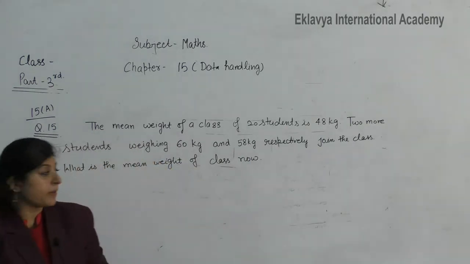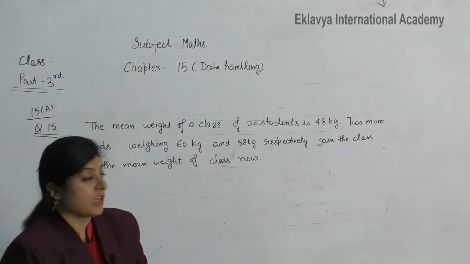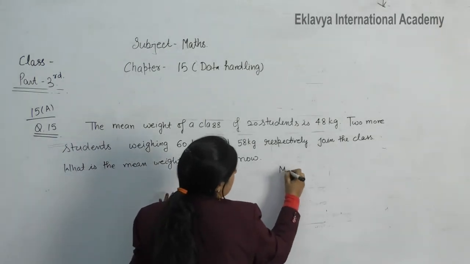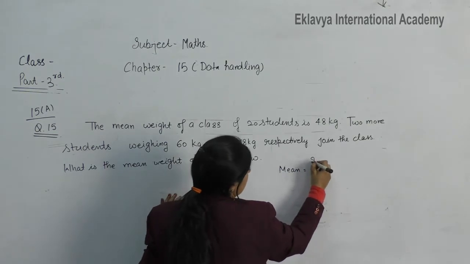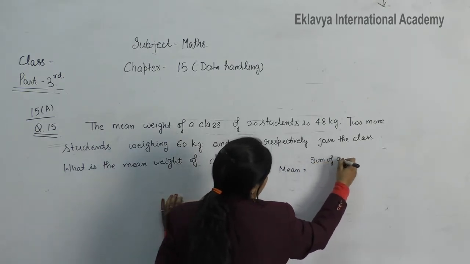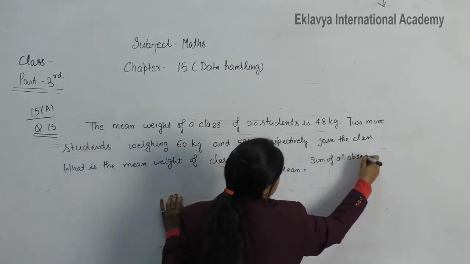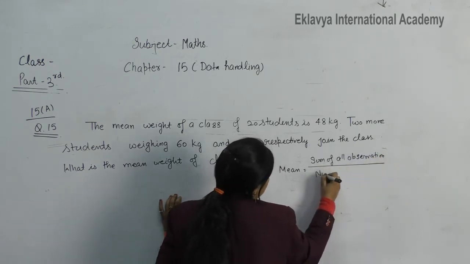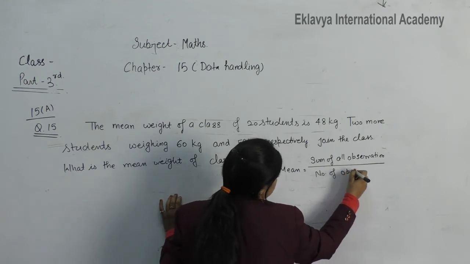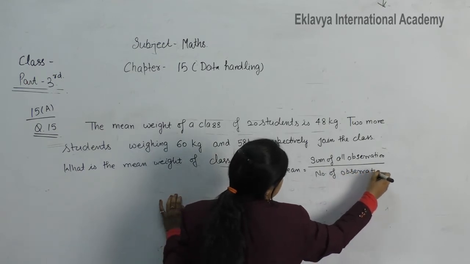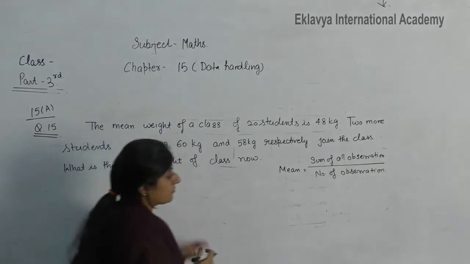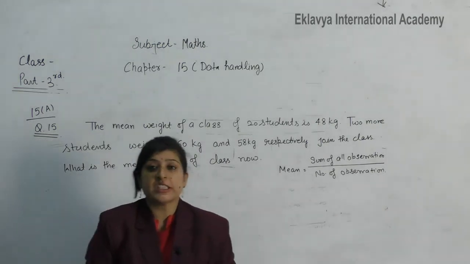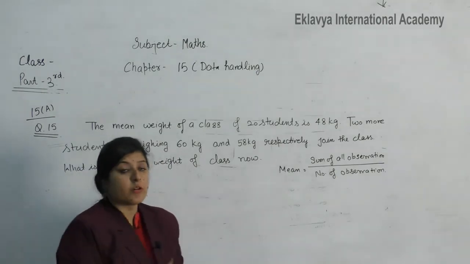What is meant by mean? That is the average. How do we find the mean? We have the formula that mean is equal to sum of all observations divided by number of observations. What is the formula of mean? Sum of all observations divided by number of observations.